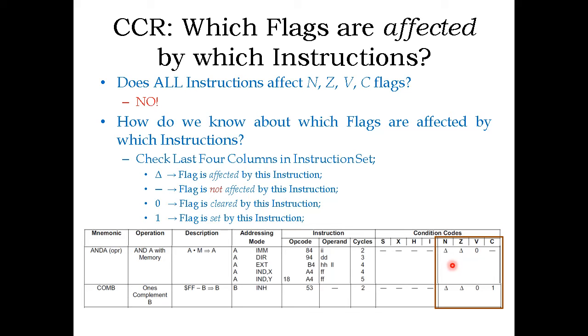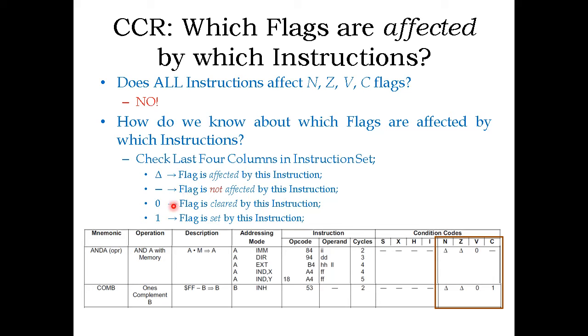That actually tells you which flag is affected by this operation, meaning by this instruction. Now we have several symbols in the flag list. If there is a small triangle, that means this flag is affected by this instruction. If there is a dash or hyphen, that means the flag is not affected by the instruction. That means no matter what happens in the instruction, this flag will remain unchanged.